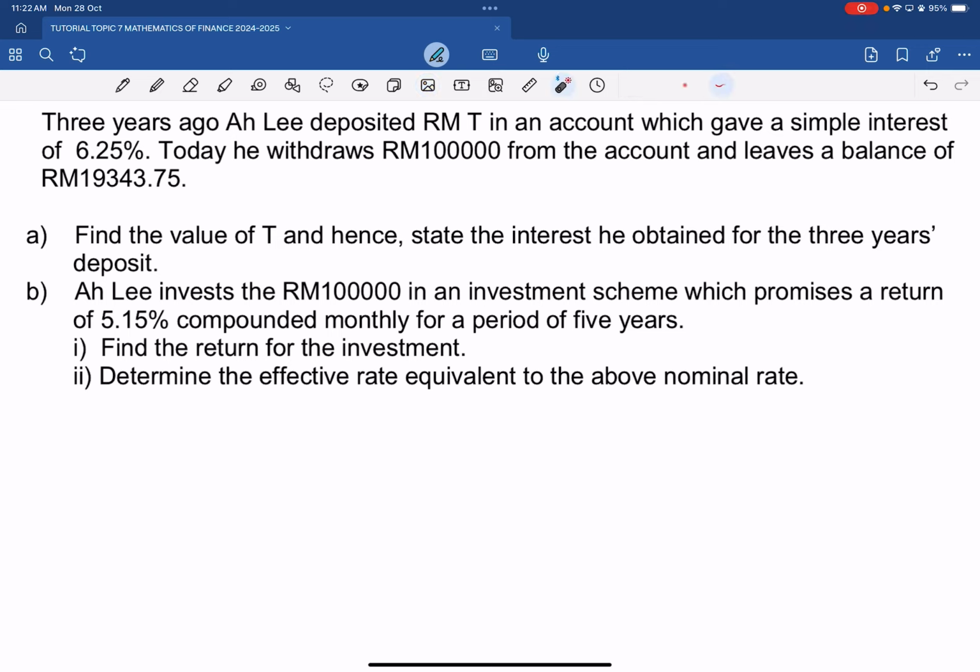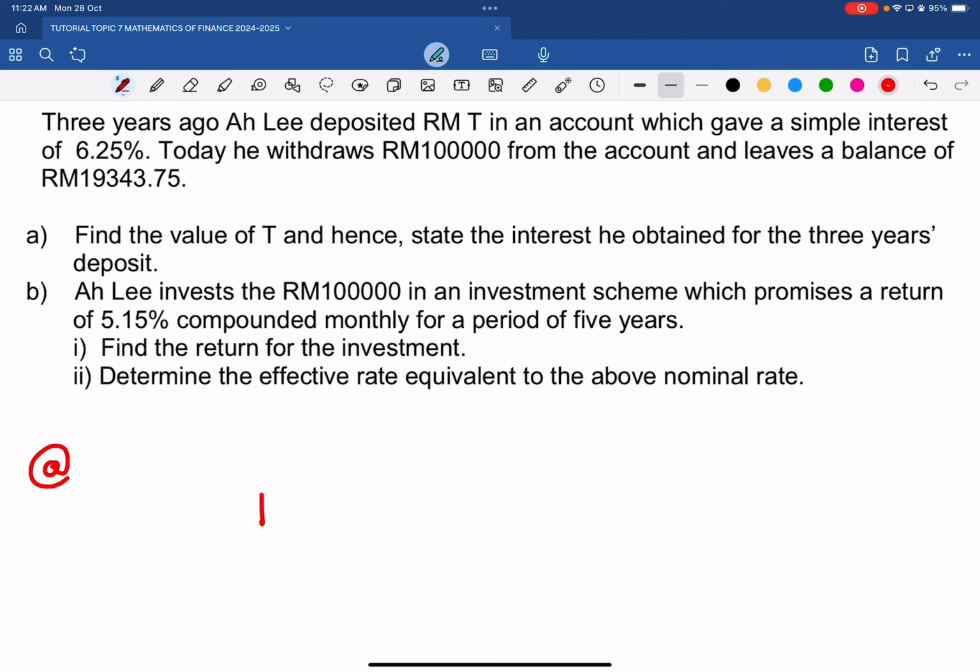3 years ago, Ali deposited RM T in an account which gave simple interest of 6.25%. Today, he withdraws 100,000 from the account and leaves a balance of 19,343.75. Find the value of T and hence state the interest he obtained for the 3 years deposit. Okay, question A.